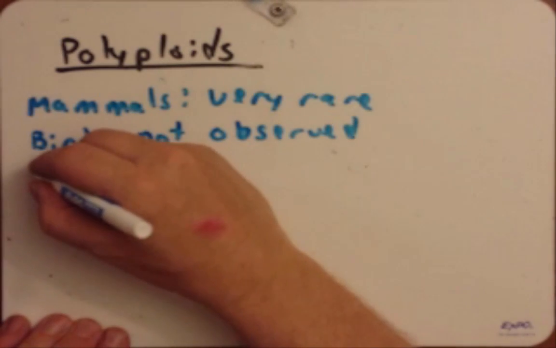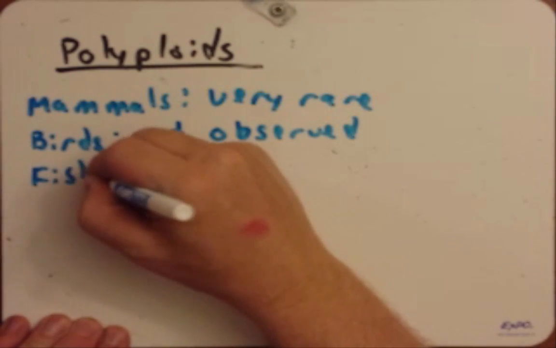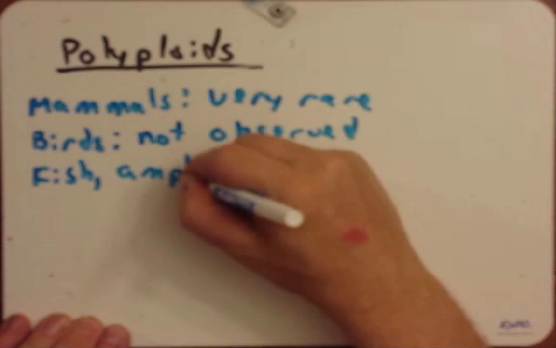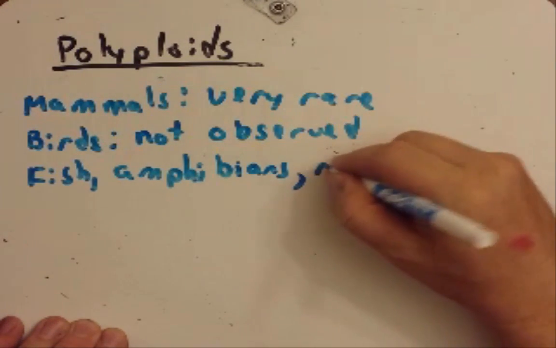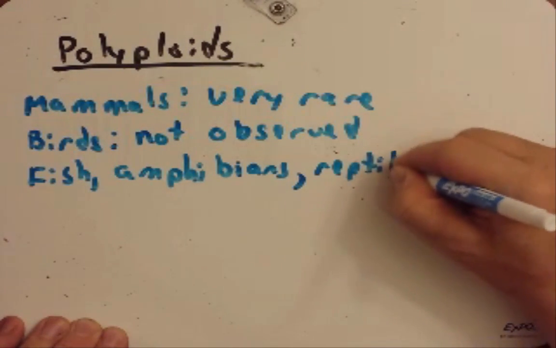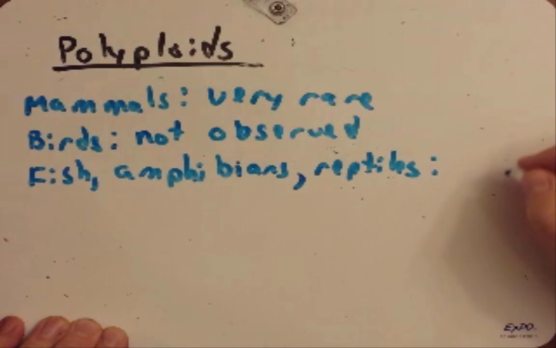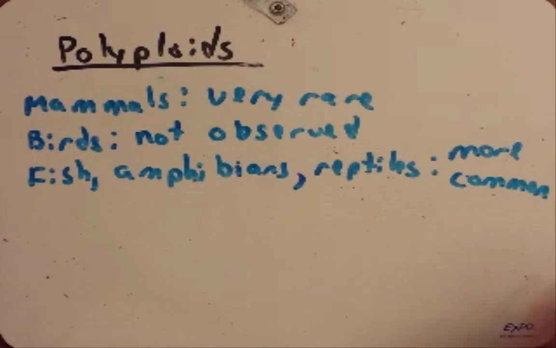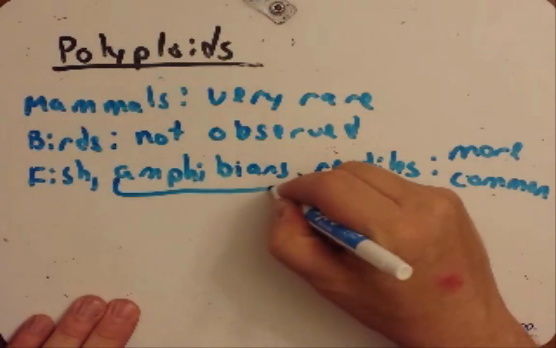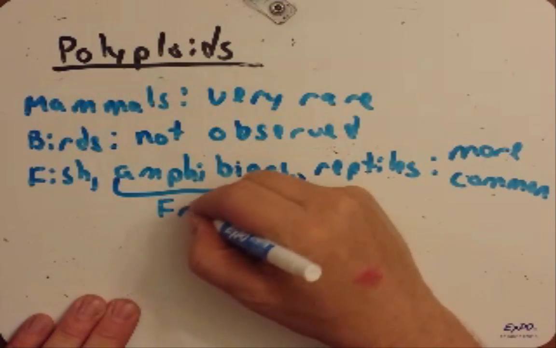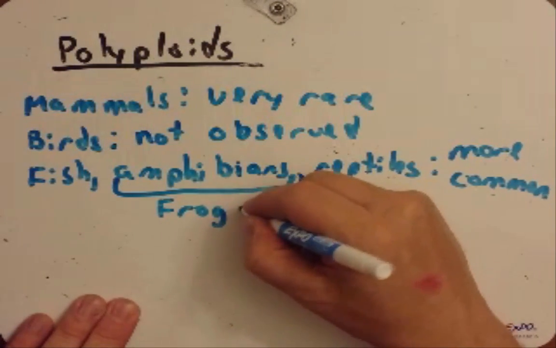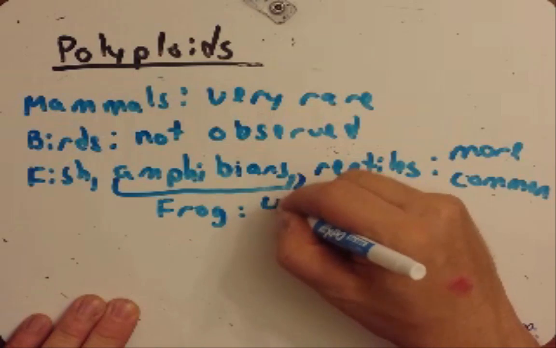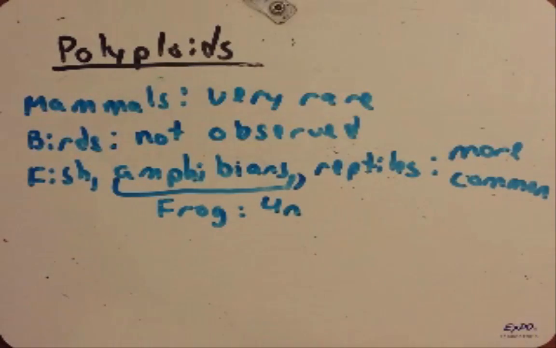Now, when we start looking at organisms like fish, amphibians, and reptiles, it's more common. Not overly common, but you do see them in fish, amphibians, and reptiles. I know of a few examples in amphibians where frogs exist as tetraploids, 4 copies of each chromosome.